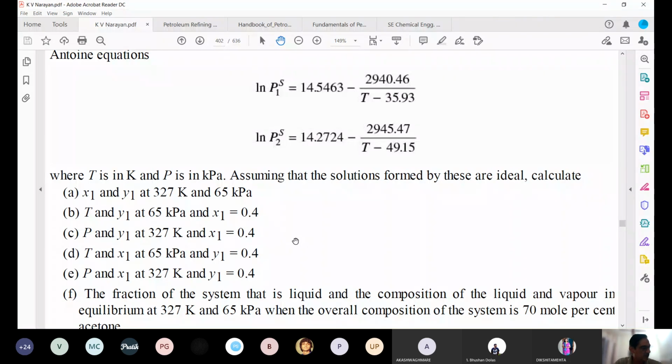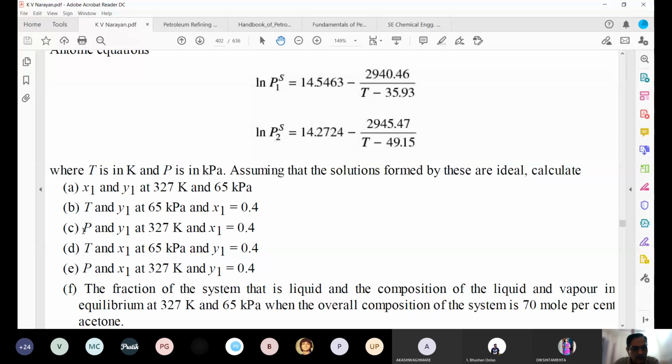When liquid composition is given and we find vapor composition, what is it? What kind of calculation is that? Bubble point calculations, right? Liquid composition is given, we have to find the vapor composition and the temperature, right? So it is bubble point calculation.